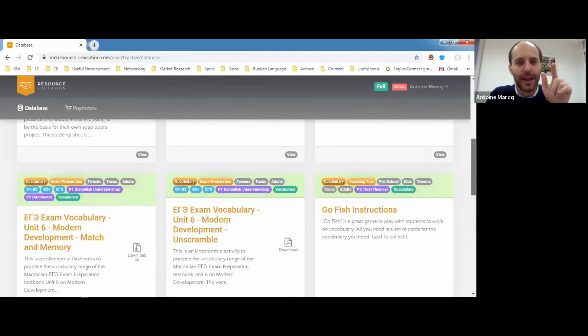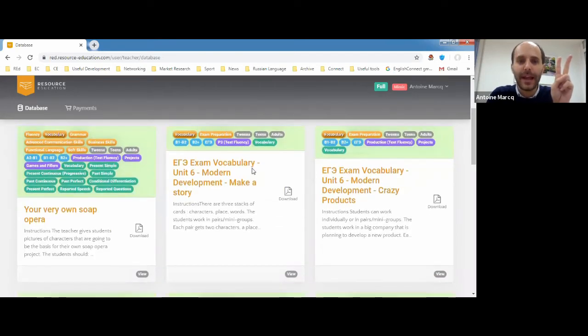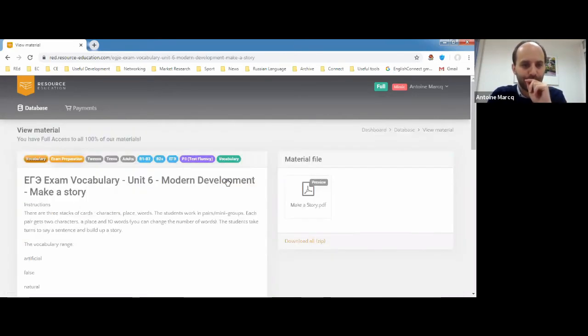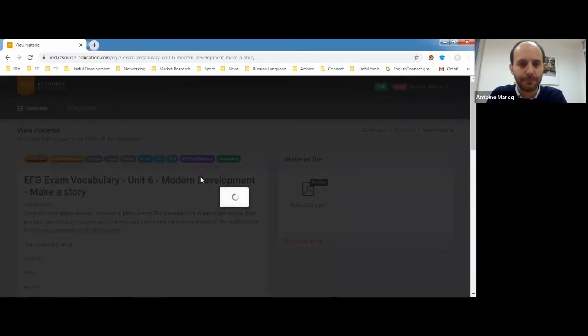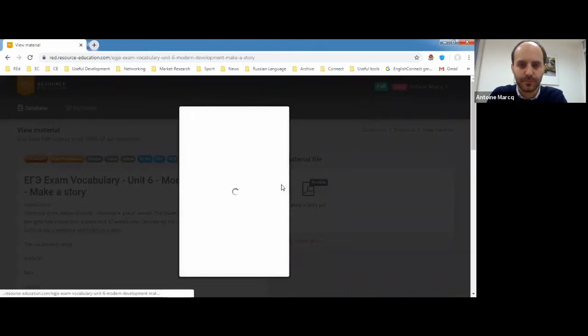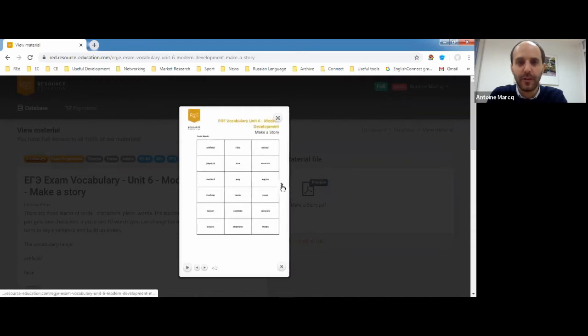So as for Unit 2 and Unit 4, Unit 6 has match and memory, unscramble, and then a speaking activity, we have make a story. In this activity, it's like in the previous units, there are three stacks of cards: characters, places, and words. The students work in pairs or in mini groups. They each get two characters, a place, and we put 10 words, but you can change the number of words that they have to use in their story. So here you have the words that they're supposed to use in the story. You can change that.